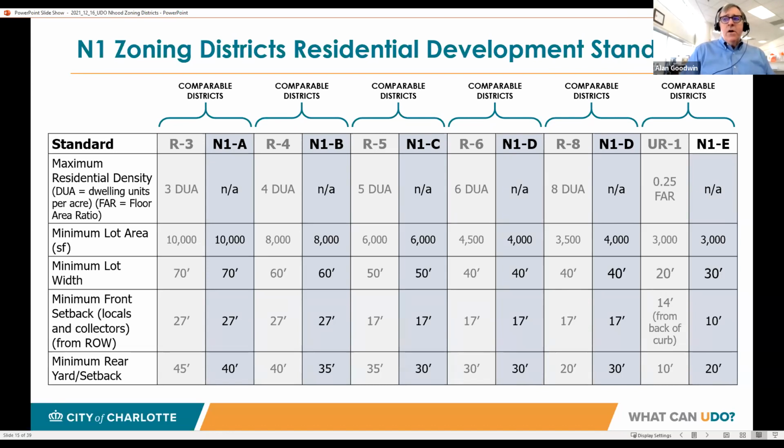Minimum lot widths are the same for most districts to the district that they will translate to, as are front setbacks and rear yards, which are also very similar. So you won't see an awful lot of difference aside from those key use differences that I mentioned. But as far as the actual development standards for those districts, they will look very much like they do today.